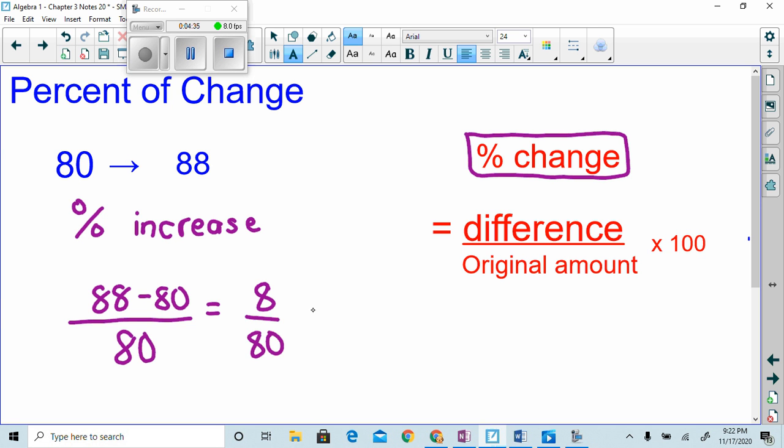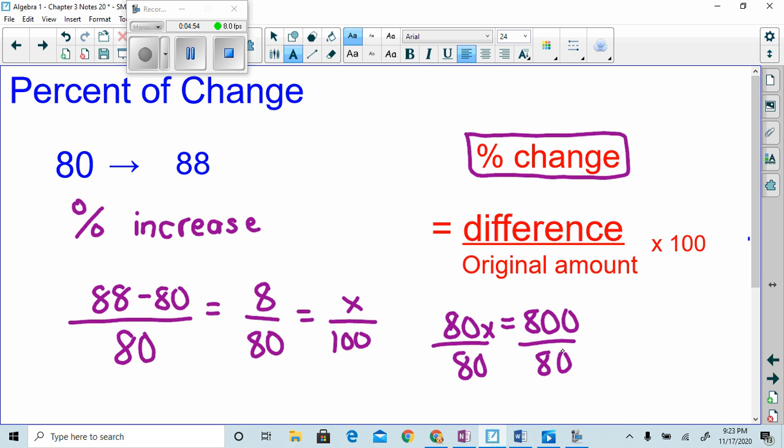Now you can set this up once again as a proportion. You will cross multiply, so you'll get 80 times x is equal to 800, and you'll divide by 80, and you'll see that x is equal to 10. And it's 10% because we were calculating percent, and it's a percent increase.